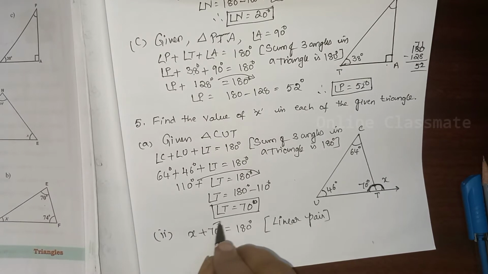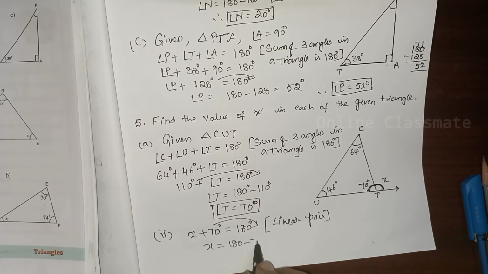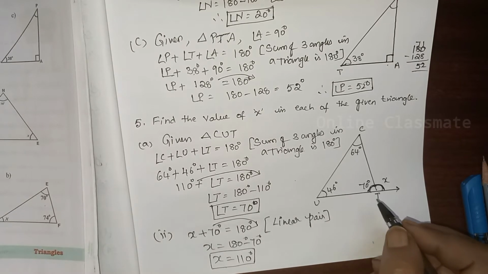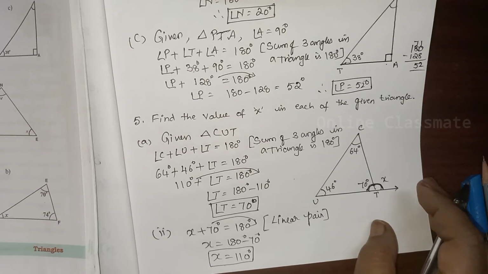Okay. Then transpose 70. X is equal to 180 minus 70 degrees. Then X is equal to 110 degrees. What is the X value? X is equal to 110 degrees.